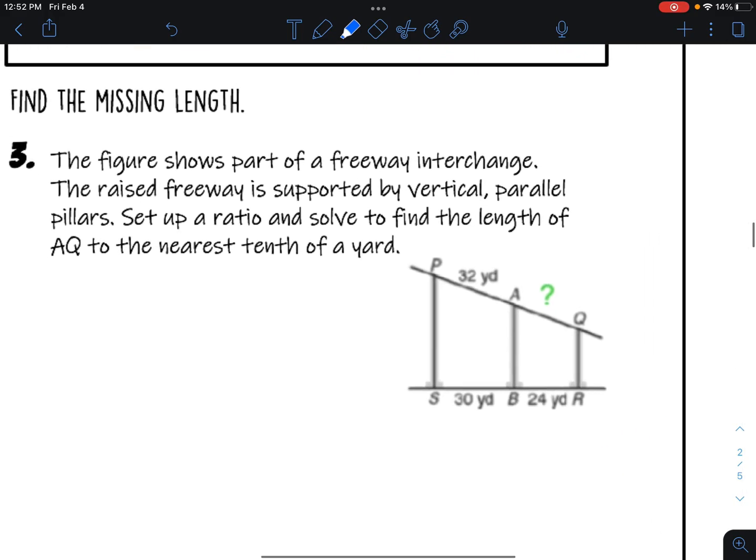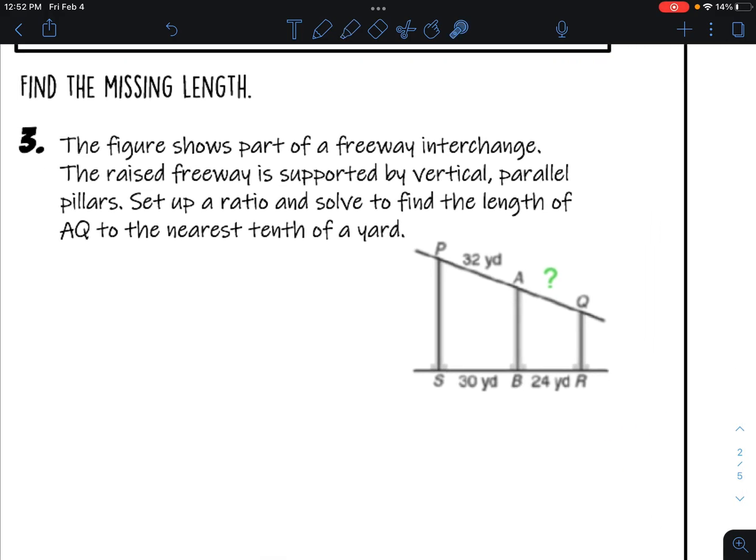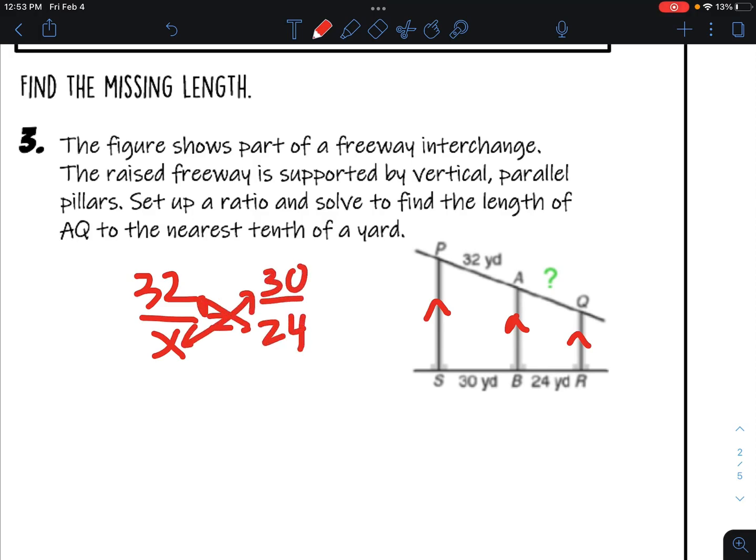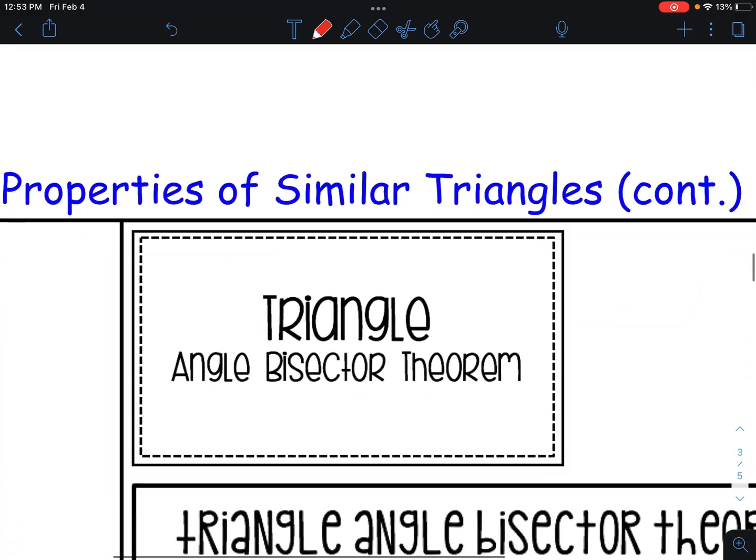So the figure shows part of a freeway interchange. The raised freeway is supported by vertical pillars going straight up and down. So we're talking about these guys, and they're parallel pillars. So here are my parallel lines. And so what we have is the ratio of this transversal's pieces to this transversal's pieces are proportional. So we would do 32 to the question mark, or x, which is then the same as 30 to 24. And then you get to cross multiply and divide. So you could do that on your own. That is the side splitter theorem.